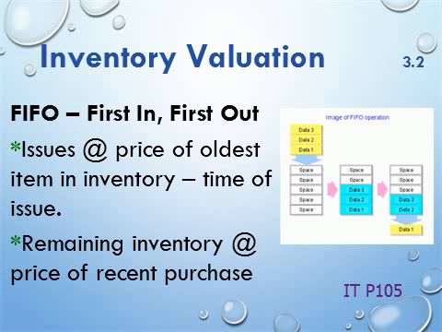There are a different number of ways to value inventory. FIFO, first in, first out. Material is issued at the price of the oldest item in inventory, at the time of issue. The remaining inventory is valued at the price of the most recent purchases. Each batch that is purchased is kept separate, and is valued separately.